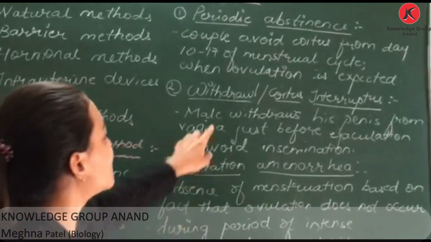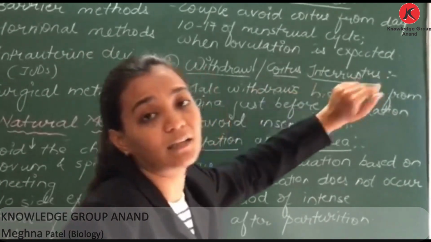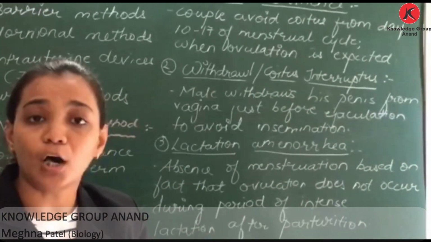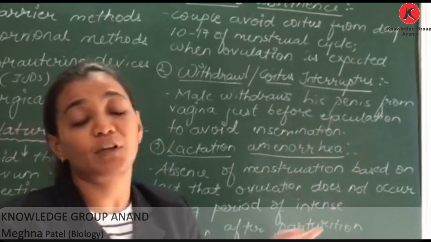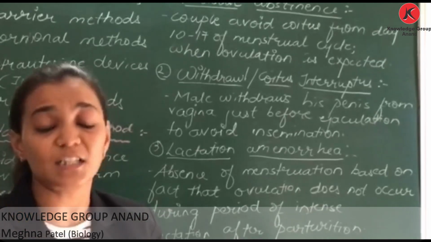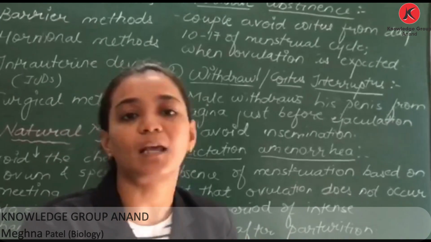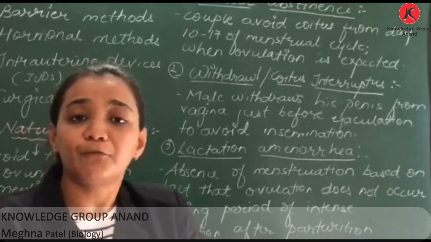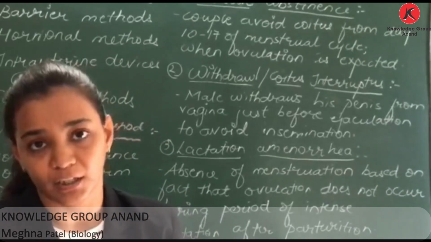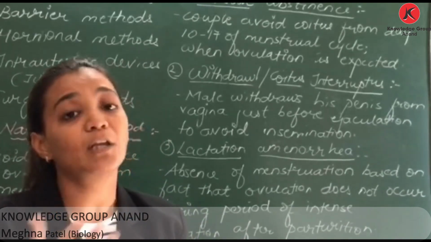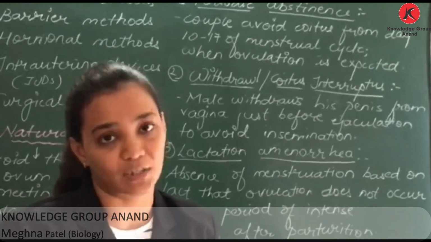The next method is known as the withdrawal method or coitus interruptus. This is the method in which the male withdraws the penis before the ejaculation or before insemination takes place. So before he releases the sperms into the vagina, the penis is withdrawn. If this is done, there will be no chance of the sperm being released inside, and there will be no chance of fertilization.